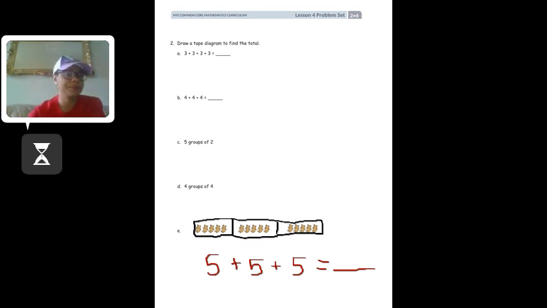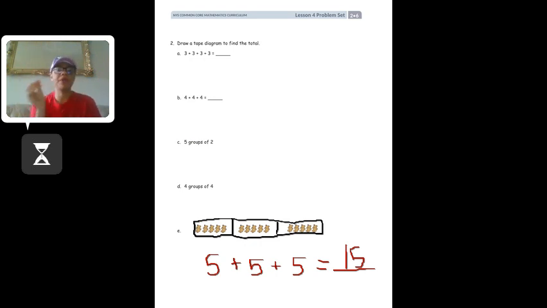So how many is it? 5 plus 5 is how much? 10 plus another 5. 10 plus 5 is how much? 15. So we know in our repeated addition equation that 5 plus 5 plus 5 is 15. And if you would have counted those teddy bears up one by one, if you count them all up, you'll see that there are 1, 2, 3, 4, 5, 6, 7, 8, 9, 10, 11, 12, 13, 14, 15 teddy bears in all inside of this tape diagram.